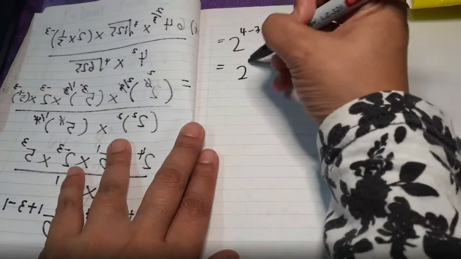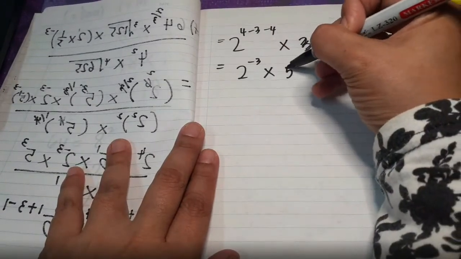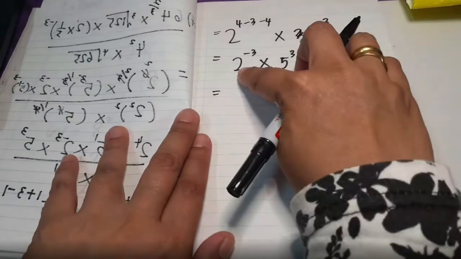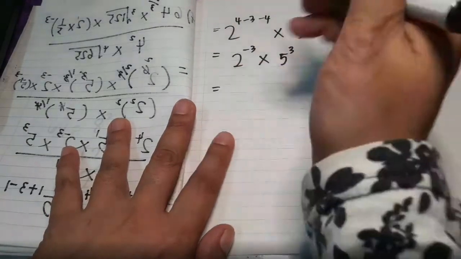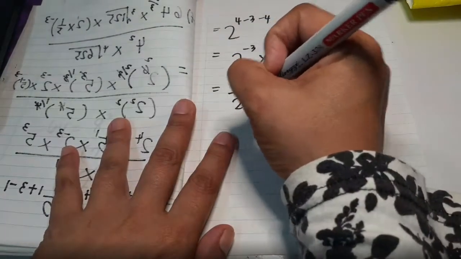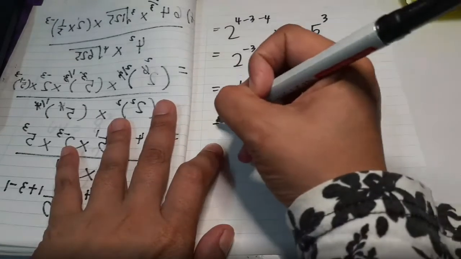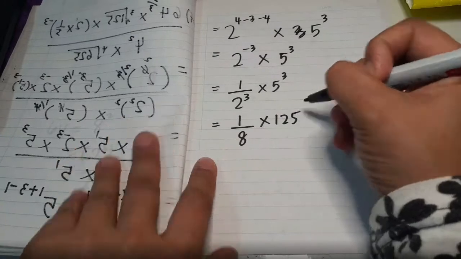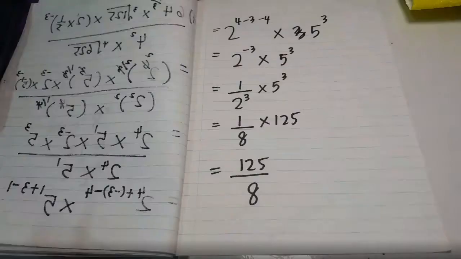This is 2 power of negative 3 multiply 5 power of 3. Okay. This is negative index number because we want to get the value. So we change to positive index number. Okay. Multiply 5 power of 3. This is 1 over 8. Here is 125. So final answer 125 over 8.